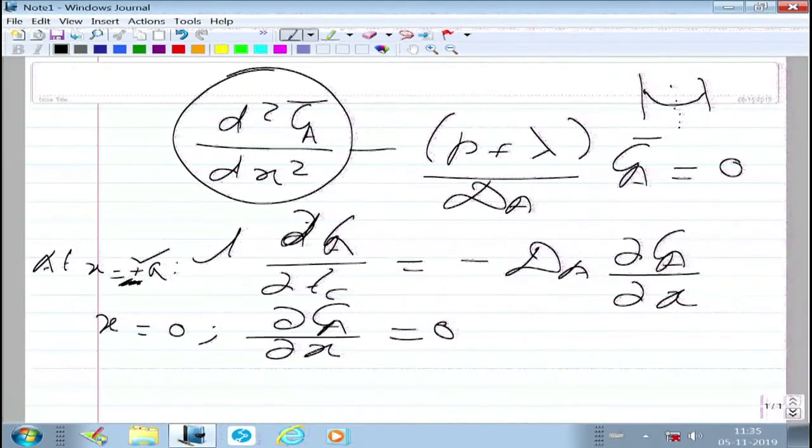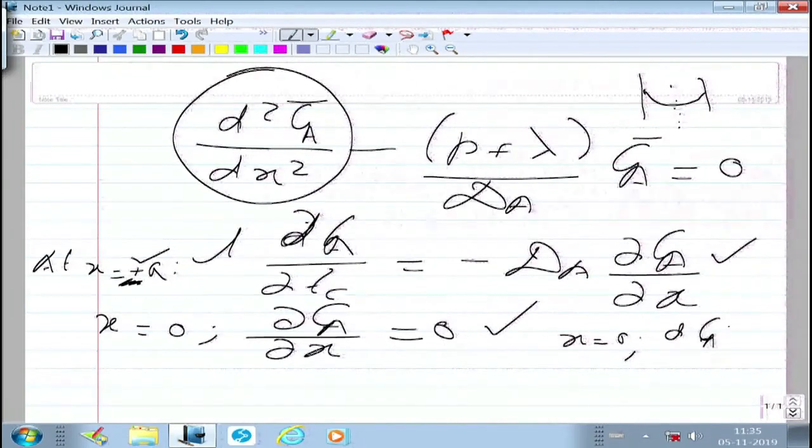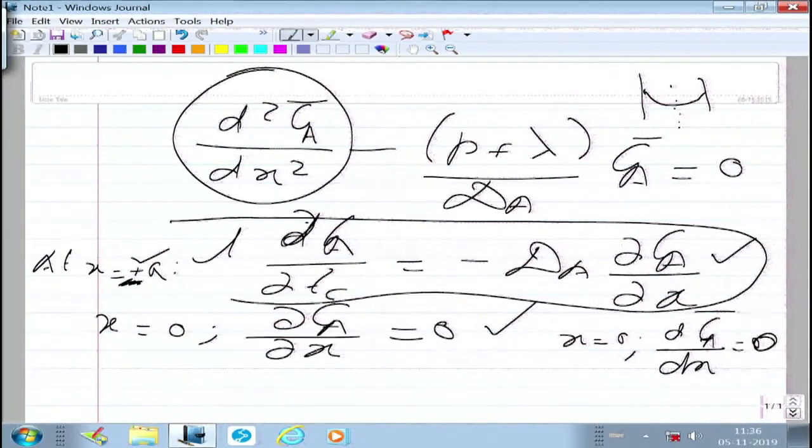So, now you Laplace transform this and then you Laplace transform this. Laplace of this condition will mean that at x equal to 0, dCa bar by dx equal to 0. And now we need to transform this condition. L and dA are constants.